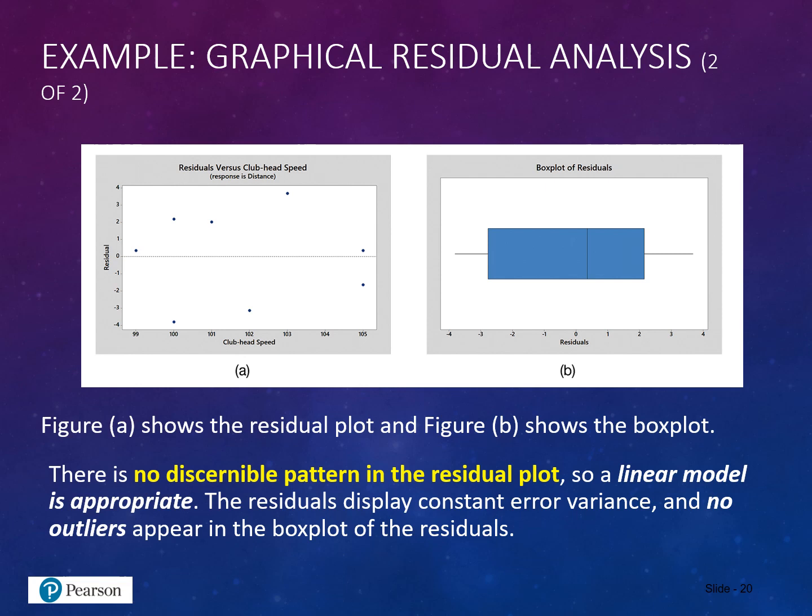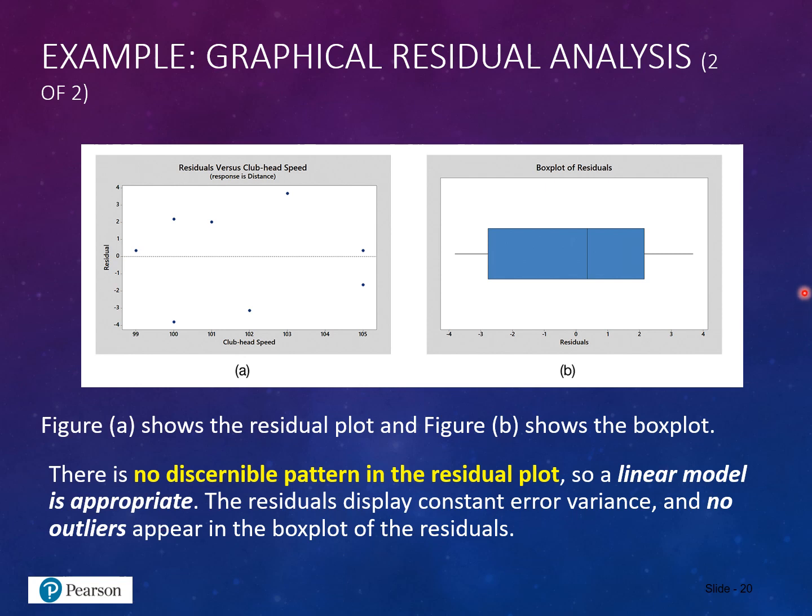Figure A shows the residual plot here on the left, and figure B shows the box plot. It looks like a giant misshapen donut, which really means that there's no pattern here. There's no pattern as x increases. It's not a curve up or a curve down, linear, etc. Since there's no discernible pattern in the residual plot, a linear model is appropriate.